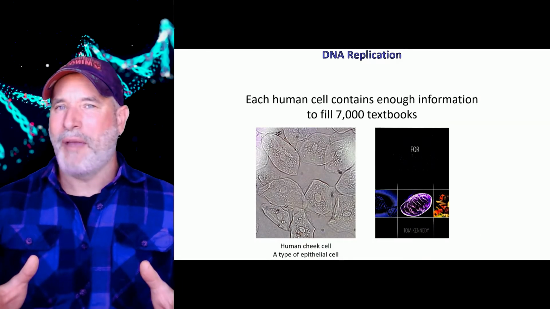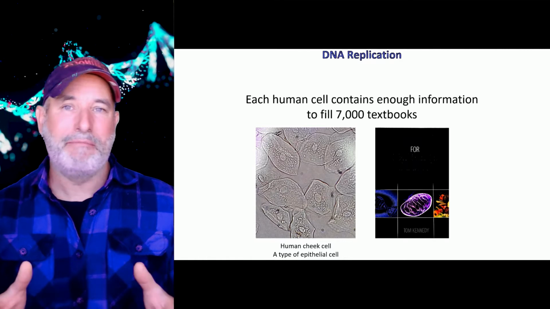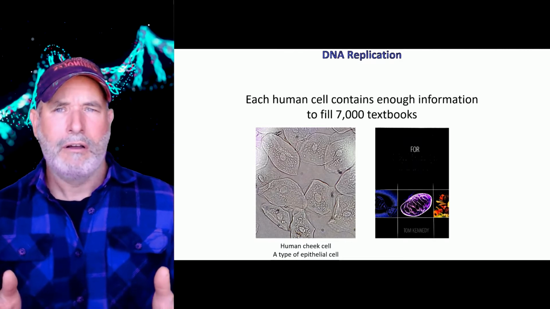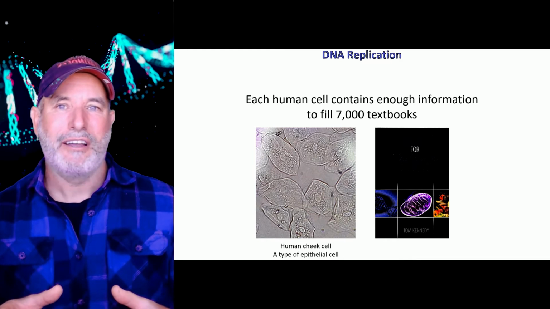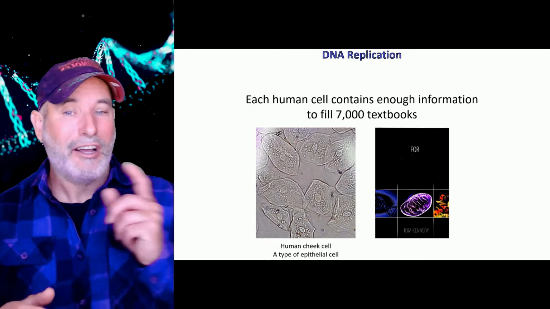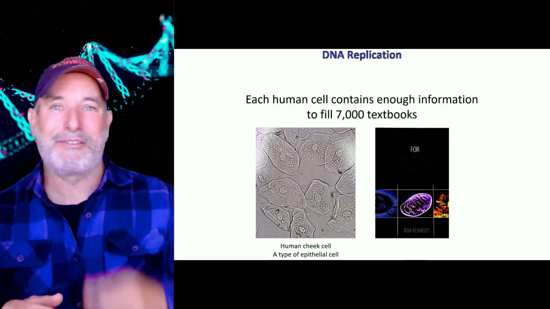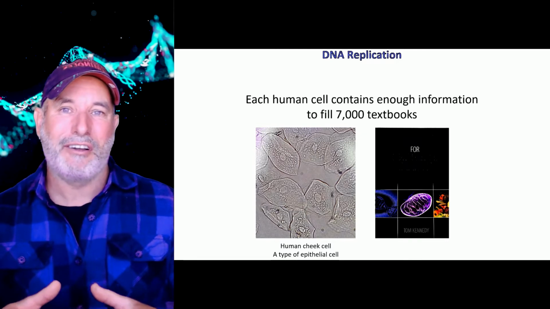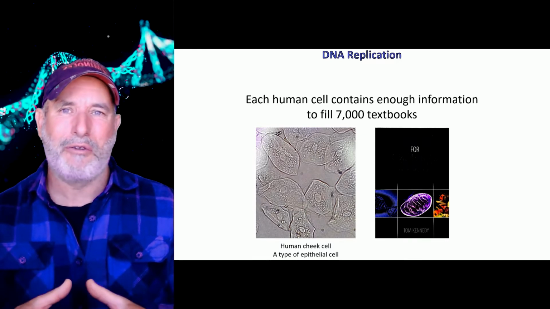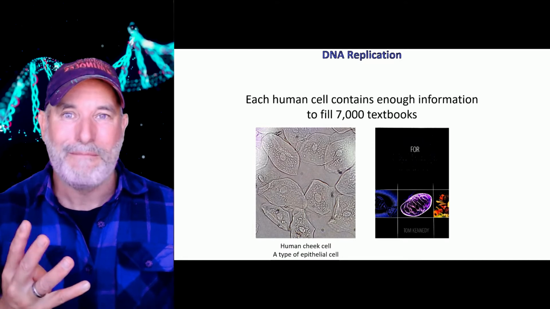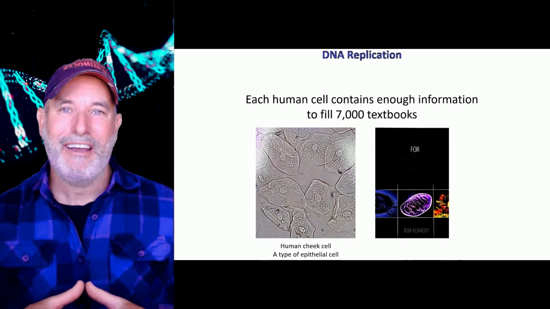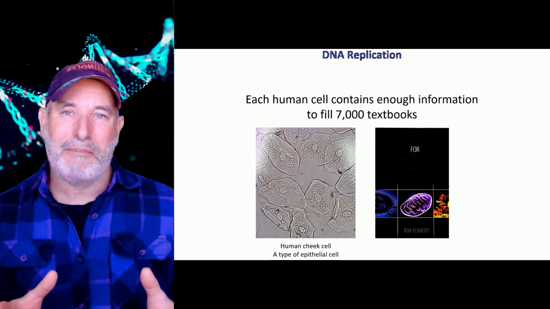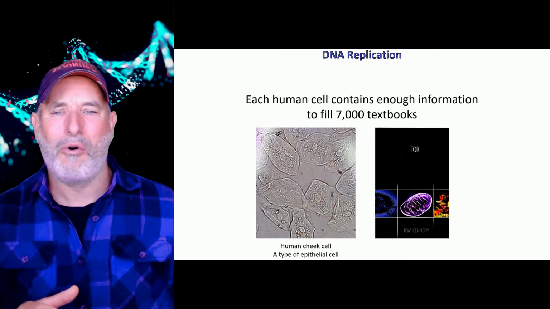So how much information does 3.5 billion base pairs store? Well, enough to fill about 7,000 of our textbooks. Think about that. I'm showing some cheek cells. Those are actually my cheek cells. I made a swab a few years ago in a laboratory and then took the photo with my iPhone 4. Wow, how dated is that? I should really redo these with my new Samsung. It's got a little bit better camera than the old iPhone 4.